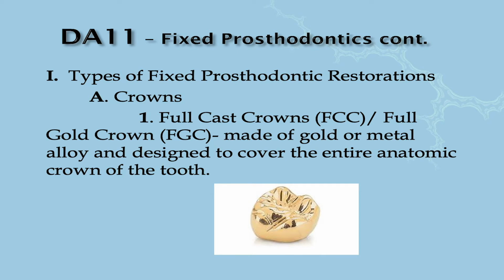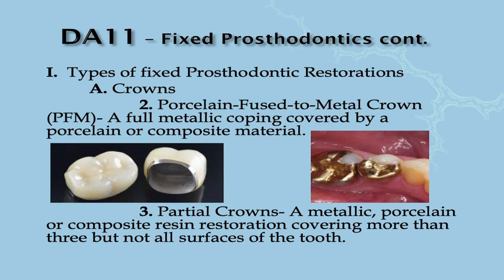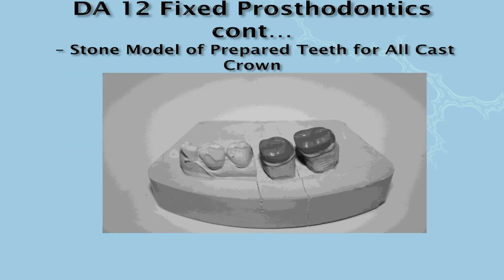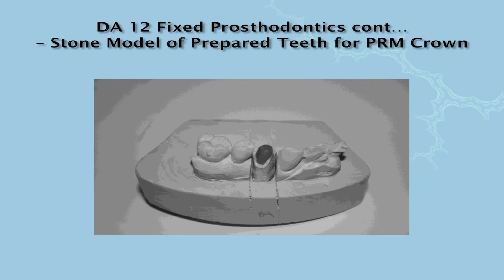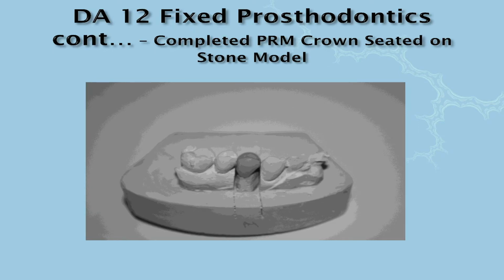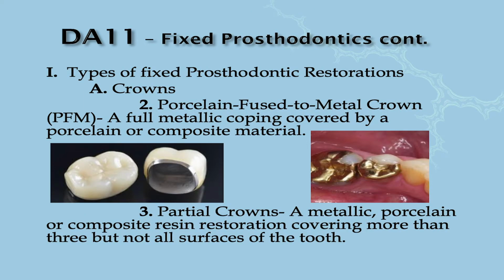Some types of fixed prosthetic restorations include crowns, as we discussed, which can be full cast or full gold crowns, and those are made of gold or metal alloys and designed to cover the entire anatomical crown. Porcelain fused to metal crowns are PFMs, and you have a full metallic coping that's covered by porcelain or composite material. You can have partial crowns made of either metallic or porcelain or composite, and they cover more than 3, but not all of the tooth surfaces.